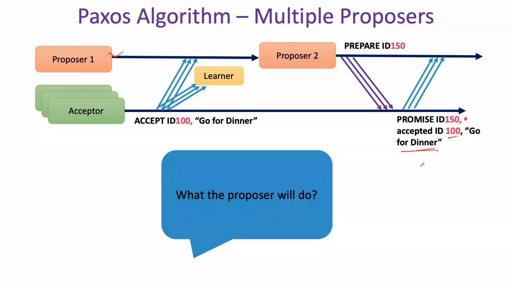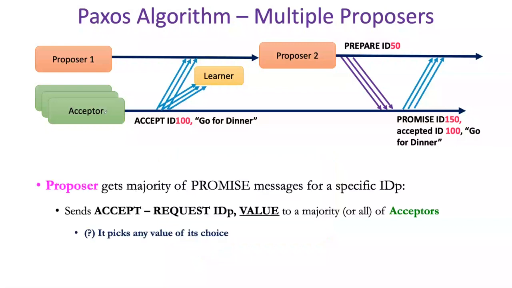So what will the proposer do now? The majority of the acceptors agreed with proposer 1, so proposer 2 doesn't have any choice. Proposer 2 will also join the same value. Okay, so proposer 2 gets the majority of promise messages for this prepare ID.